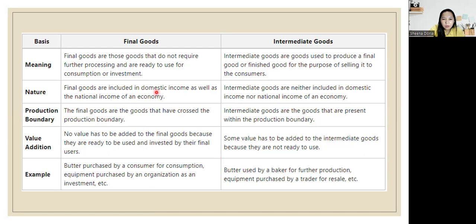So all others are the differences. You can read on that as well if you're interested.